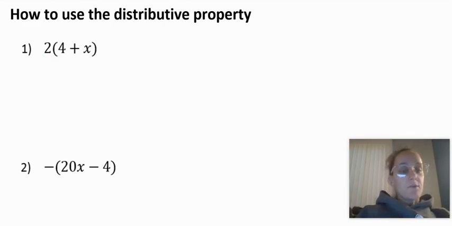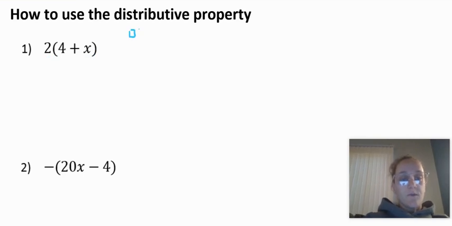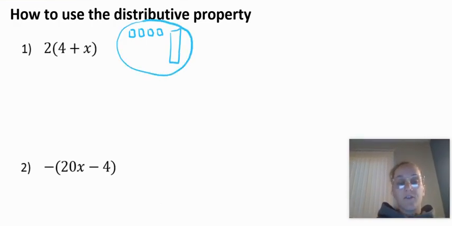Okay, so again, remember, this is like saying that there's two groups of whatever's inside the parentheses. So I'm going to go ahead and draw the tiles that are in here. So I'm going to draw 4 unit tiles. Okay, there's my 4 units. And then let me draw 1 X tile. Okay, so that's one group of those tiles. But I want 2 groups of them. So I'm going to go ahead and draw one more.